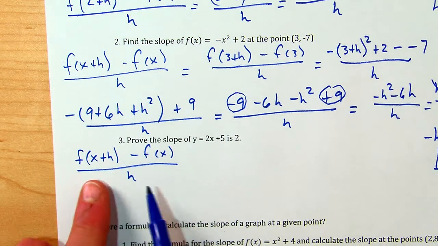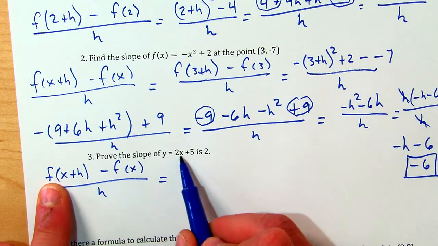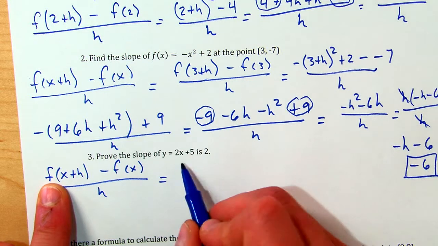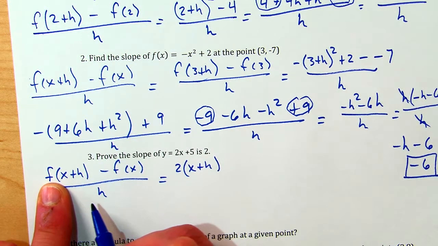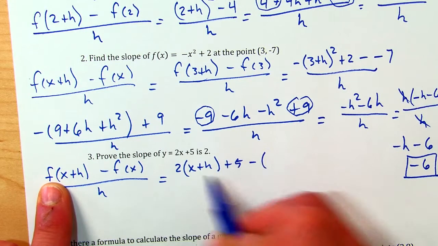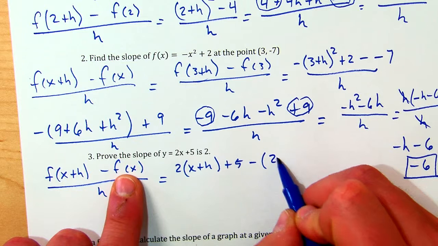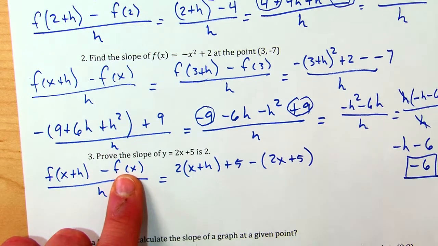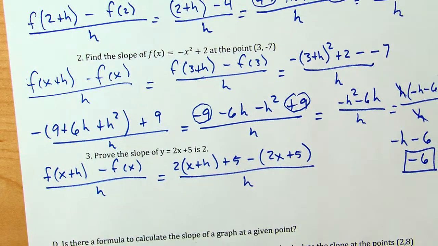So what we're going to do is take x plus h, and we're still going to plug it into our function right here. So I have 2 times (x+h) plus 5 minus, now in parentheses, the entire function, f(x), which is 2x plus 5, like so, all over h. Well, let's simplify this.